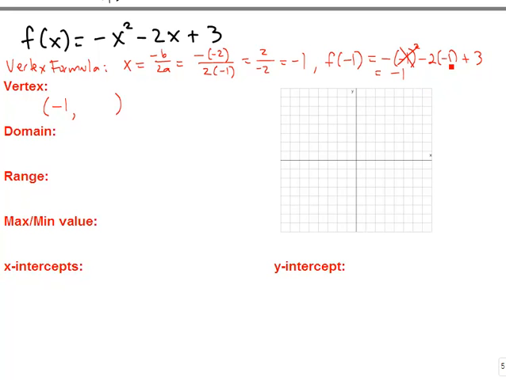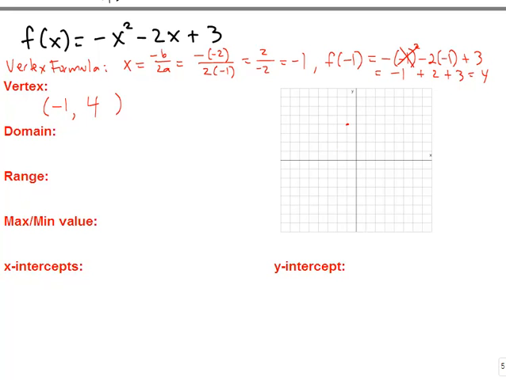Negative 2 times negative 1 becomes positive 2. So we get 5 minus 1, which is 4. So our y value of our vertex is 4. So now we have our vertex, negative 1 comma 4. So we can plot that right away.